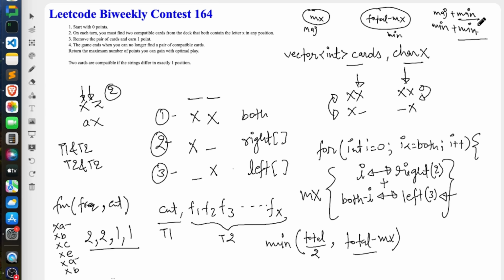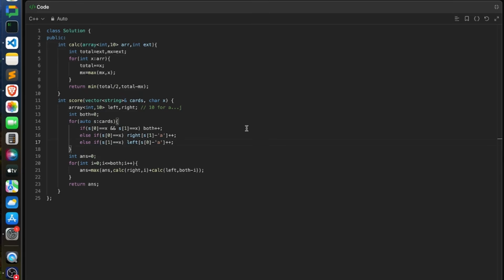And how many minority cards do we have? Total minus mx. So yeah, this is the derivation of how to find out the maximum number of compatible pairs using count number of type 1 cards, and this could be either type 2 or type 3, right? So yeah, let's see how we can write code for it. This is the code of the second problem.